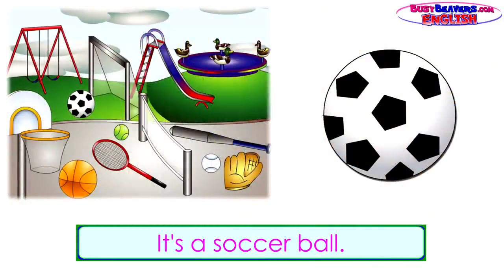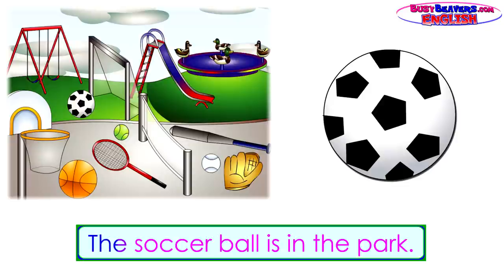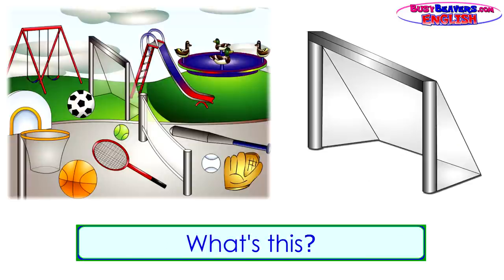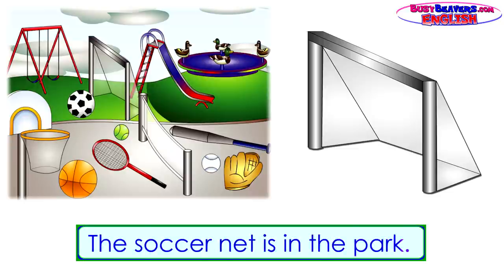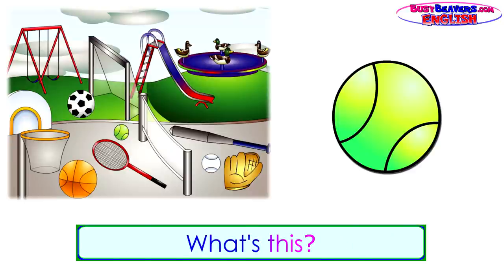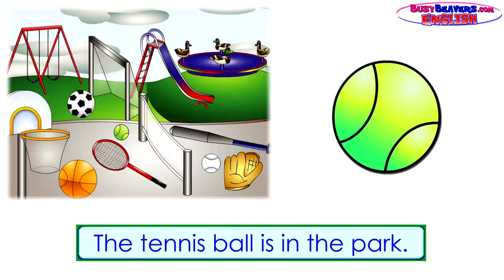What's this? It's a soccer ball. Where is the soccer ball? The soccer ball is in the park. What's this? It's a soccer net. Where is the soccer net? The soccer net is in the park. What's this? It's a tennis ball. Where is the tennis ball? The tennis ball is in the park.